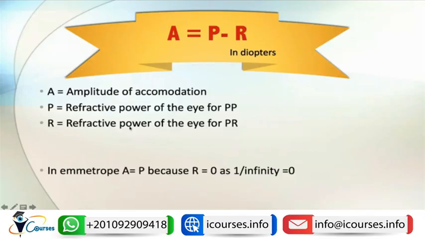So how will this be in the case of emmetropia? In emmetropia, the power of the eye at the punctum remotum will be 0, as there will be no accommodation while the patient is looking at infinity. So A will equal P. The amplitude of accommodation will be equal to the amount of accommodation while the patient is looking at the near target, at the punctum proximum.